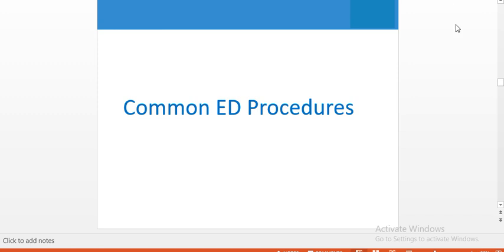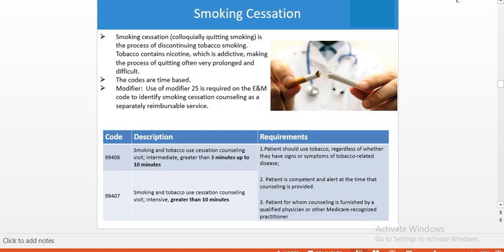So today our topic is common ED procedures. As I have been receiving comments from most of the people requesting to learn common ED procedures, I have planned to start common ED procedures today. So the first procedure usually performed in the ED is smoking cessation.